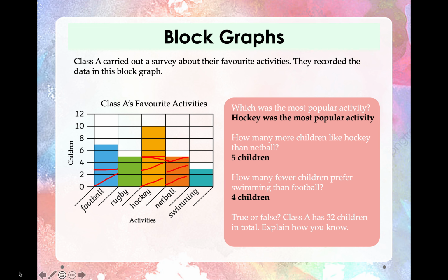True or false? Class A has 32 children. I will give you some time to calculate this and come back when you know the answer. So here we can calculate that football there are 7, rugby there is 5, hockey there is 10, netball there is 5, and swimming there is 3. So class A, if you add all of those up together, makes 30. So false. 7 plus 5 plus 10 plus 5 plus 3 equals 30, not 32.